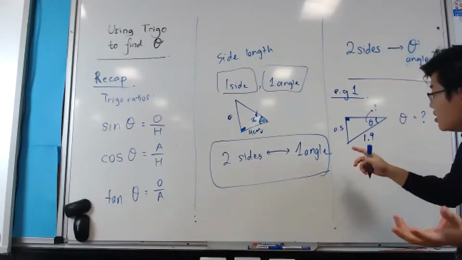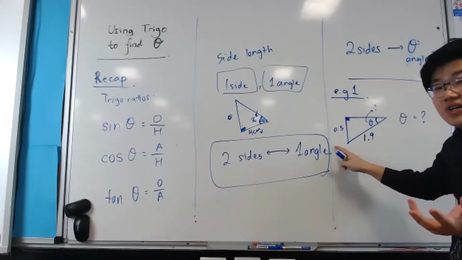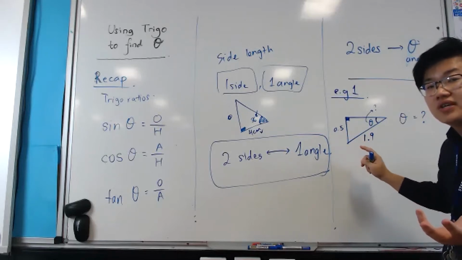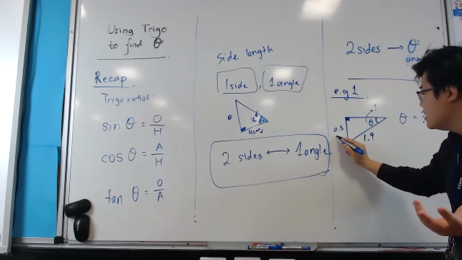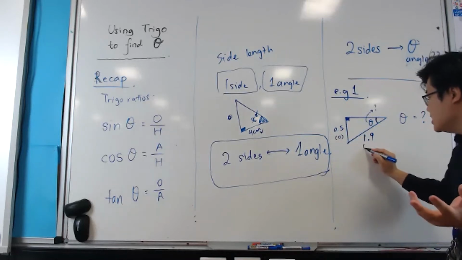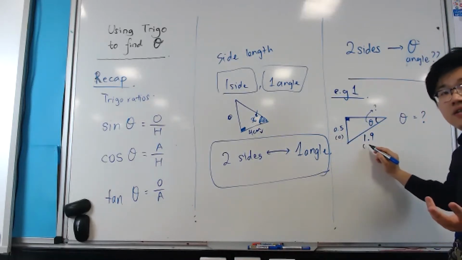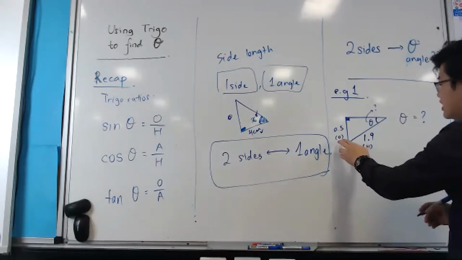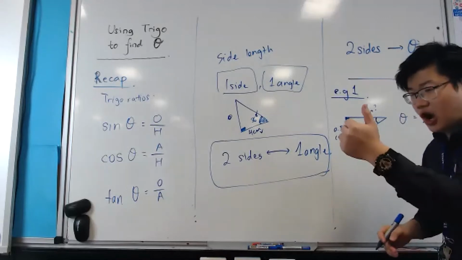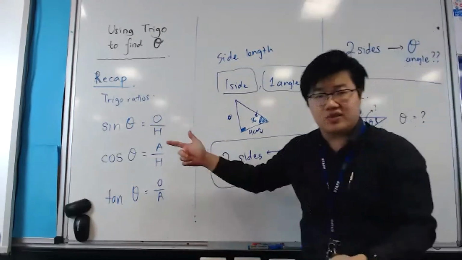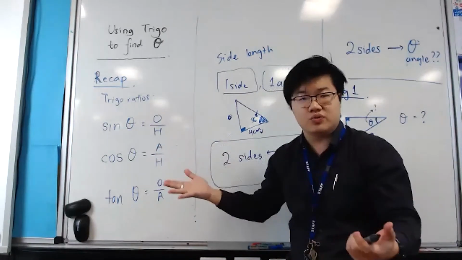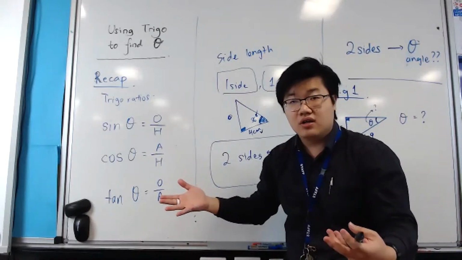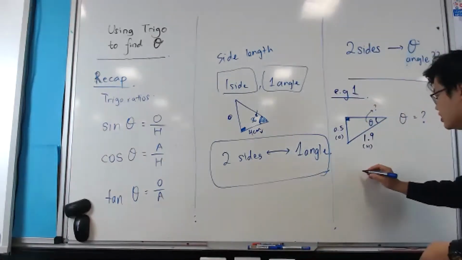So, what are the two sides given? That's the opposite. Yep. And then that's the hypotenuse. Very good. You're given the opposite and hypotenuse, O and H. Which one: sine, cos, or tangent? Which one would you pick? O and H. Sine. Very good.